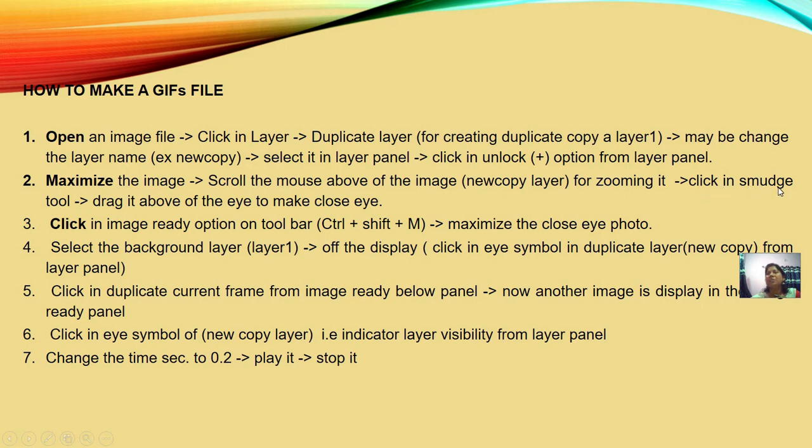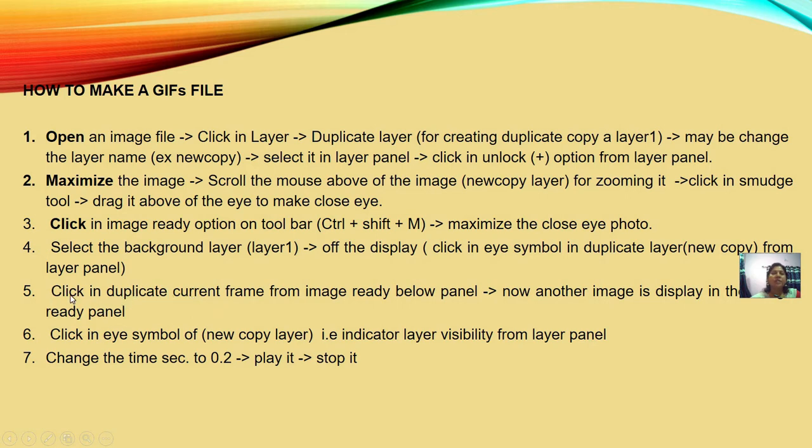Then click on the Smudge tool and drag it above the eye to make closed eyes. Then click the Image Ready option on the toolbar, or press the shortcut key Ctrl Shift plus M. Then maximize the closed eye photo. Then select the background layer, that is your layer number 1. In the display, click on the eye symbol in the duplicate layer, that is the new copy layer in your layer panel.